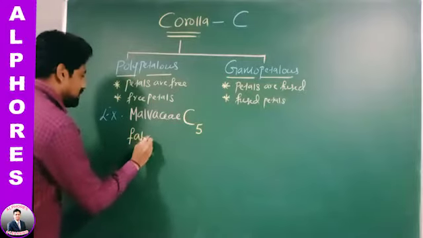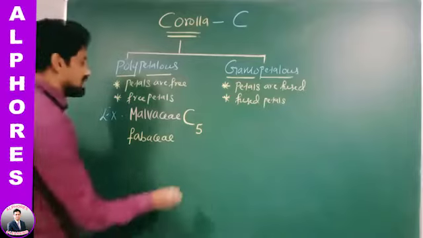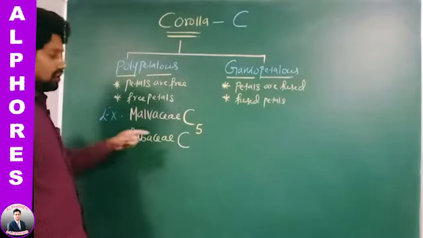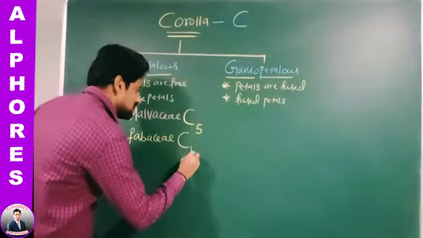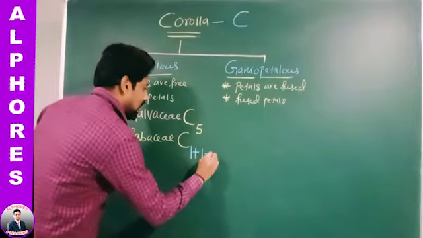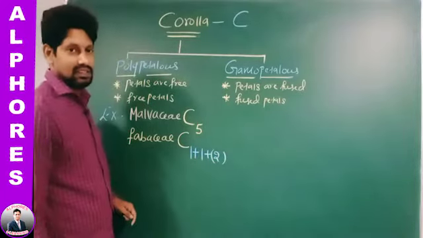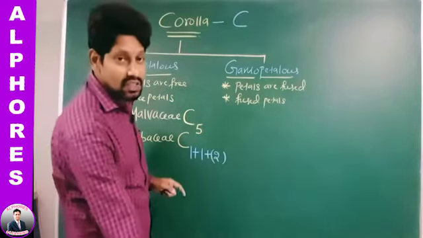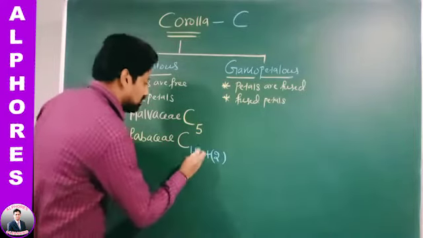Now go for the second example, Fabaceae family. In case of Fabaceae family, the corolla is with how many petals? Corolla is with five petals.